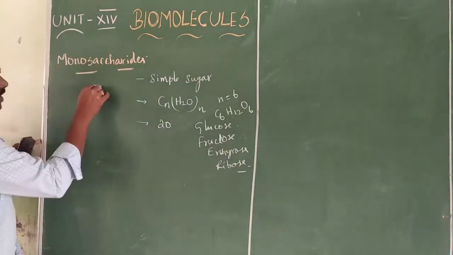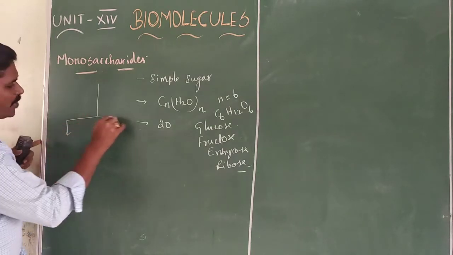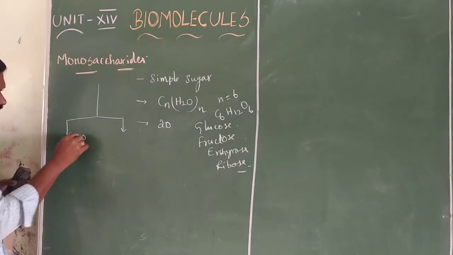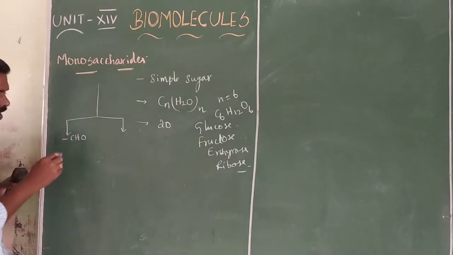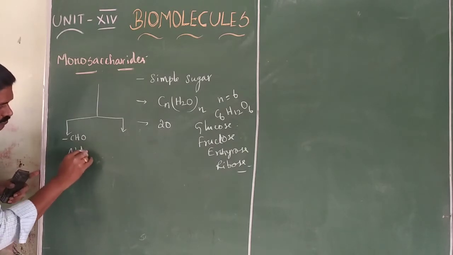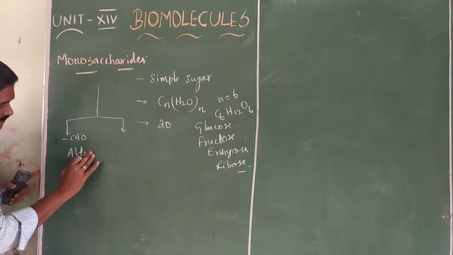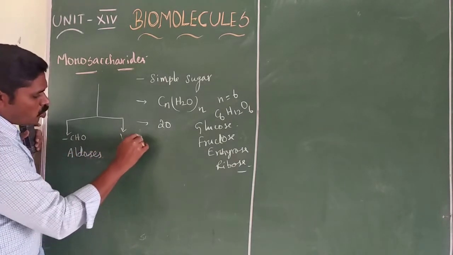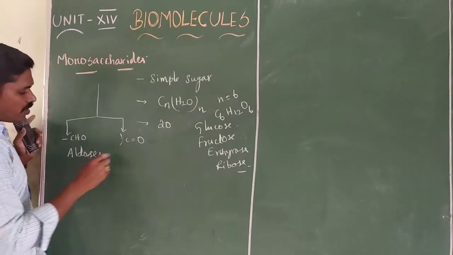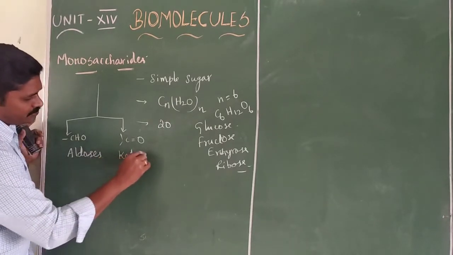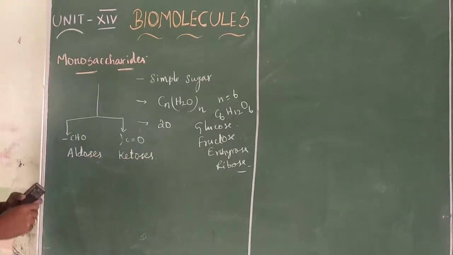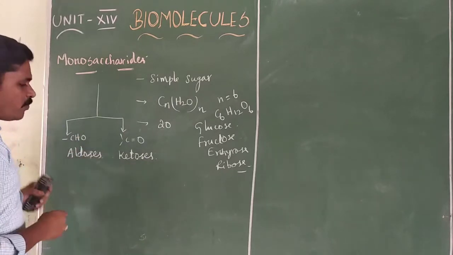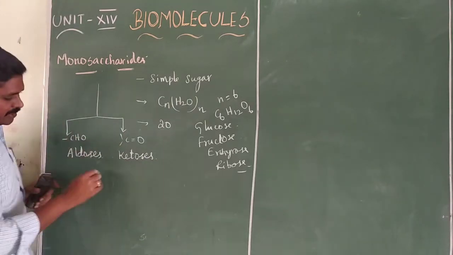The monosaccharides are further classified based on the functional group. If the functional group is an aldehyde, the monosaccharides are called aldoses. If the functional group is a keto group, the monosaccharides are called ketoses. The aldoses and ketoses are further classified based on the number of carbon atoms.